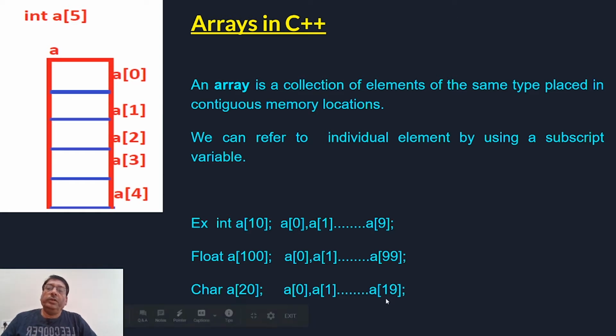So whenever you talk about an array, you are reserving a series of memory locations, but all these memory locations should contain data that belongs only to a single data type. You cannot have one integer value, one float value, and one character together, which is not allowed in the case of arrays.